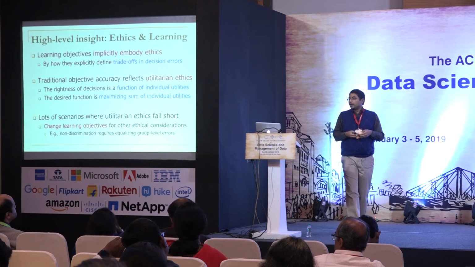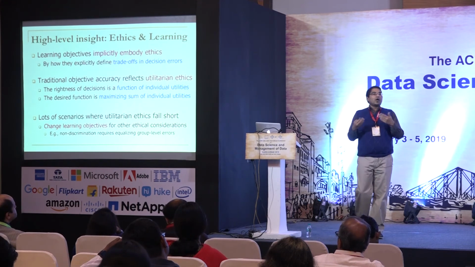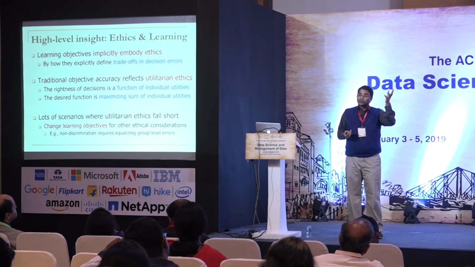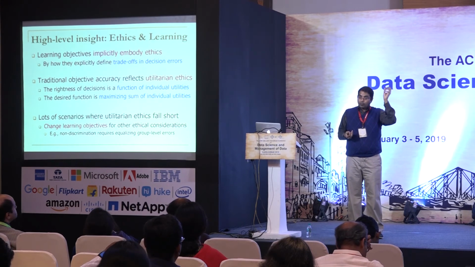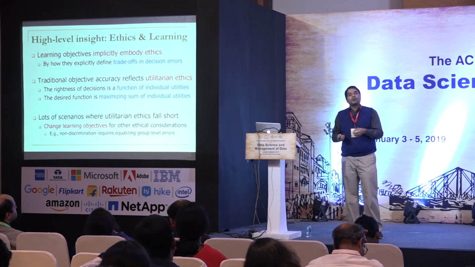In fact, non-discrimination, requiring equalizing group error rates, is one such example, where you want to optimize for the overall performance or overall accuracy, but it's just one of many different objectives that you would have for learning.